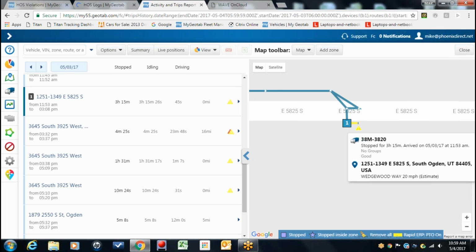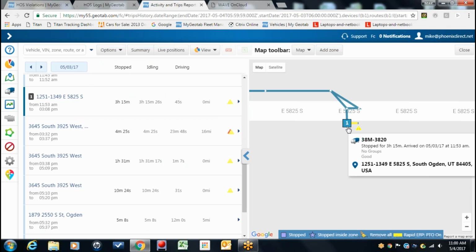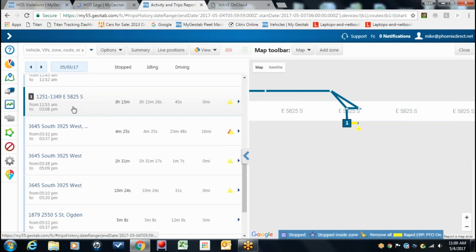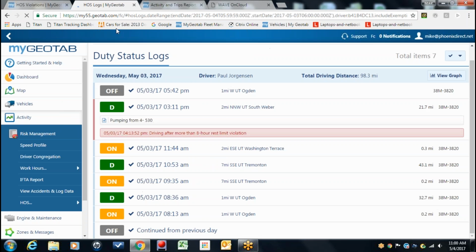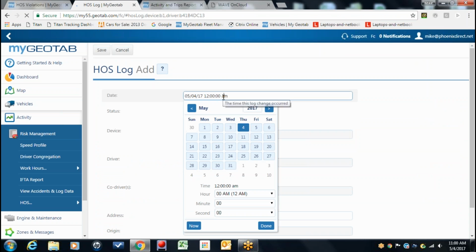So how do we do that? We go back over to our HOS logs, and what we're going to do is come over here at 11:44. He says that he was on duty. Okay, so we're going to go back over and triple check. Got there at 11:53. So we're going to add in, come over to the top, we're going to add in off time.